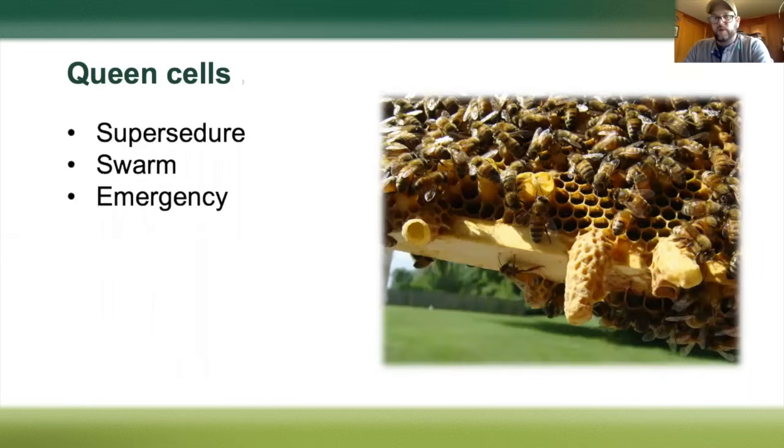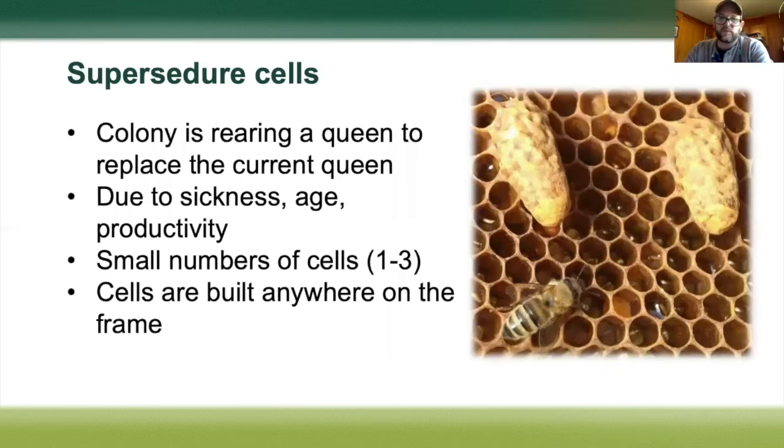All right, so queen cells. There's three different situations in which you have queen cells. Now, queens are reared in all sorts of situations, and there's reasons for each one of them. And we're going to kind of just go through an overview of queen cells and what are some of the things that you would see that would lead you to believe that one is one type over another. Okay, so we're going to start with supersedure cells.